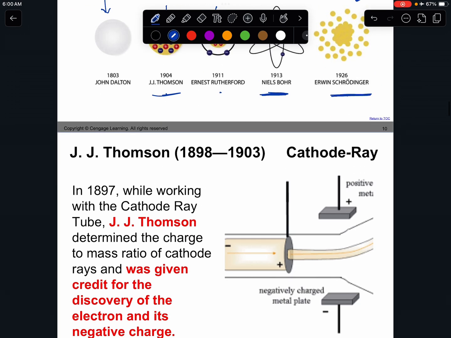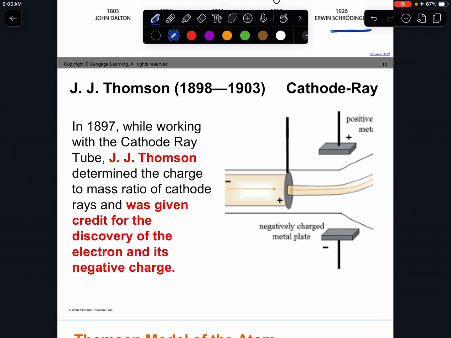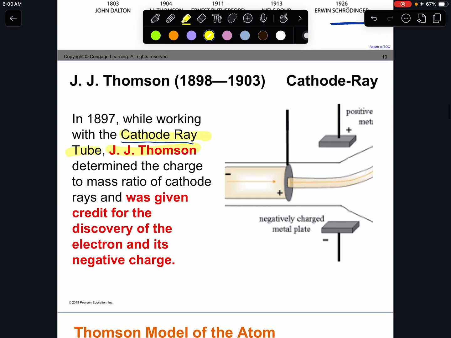So here we go, J.J. Thomson here. We are looking at his experiment and how we added to our knowledge of the atom from John Dalton's idea. So J.J. Thomson, his experiment was called the cathode ray tube, and you will have to know that title. The cathode ray tube, and you will have to know J.J. Thomson. And he determined the charge to mass ratio.